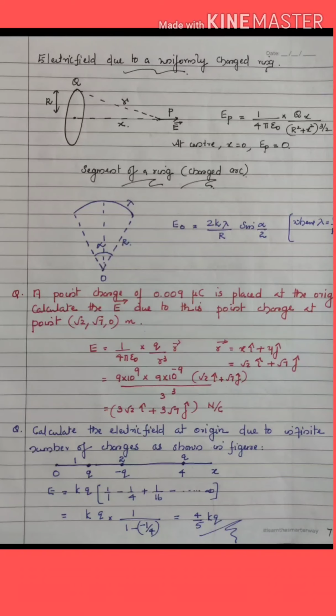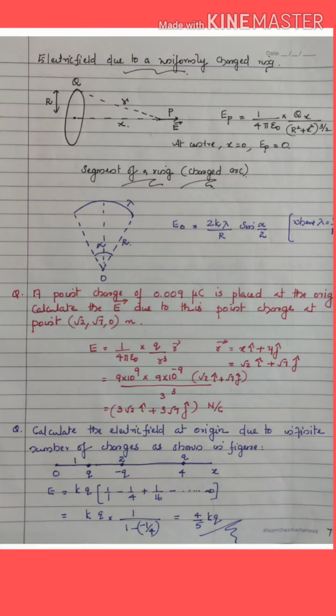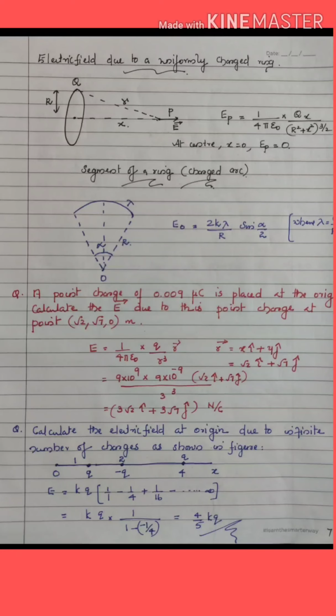2 plus 7 is 9. So that is a very important one. So root 9 becomes 3, so 3 cube. So you get the answer like this one. Calculate the field at the origin due to the infinite number of charges.